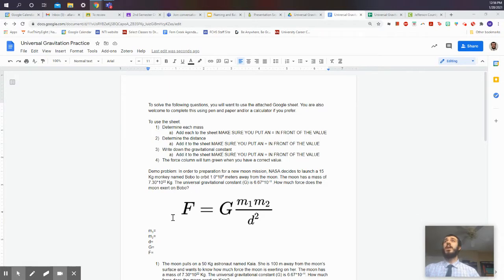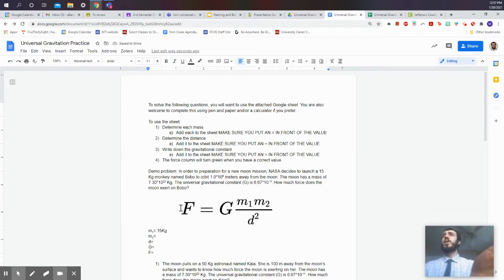Wonderful. Okay, so we've got to find force. And we have this great formula, which is G times mass 1 times mass 2 divided by d squared. So let's find mass 1. It doesn't matter whether the moon or Bobo is mass 1, but I'm going to decide it's Bobo. Bobo is a 15-kilogram monkey, so mass 1 is 15 kilograms.